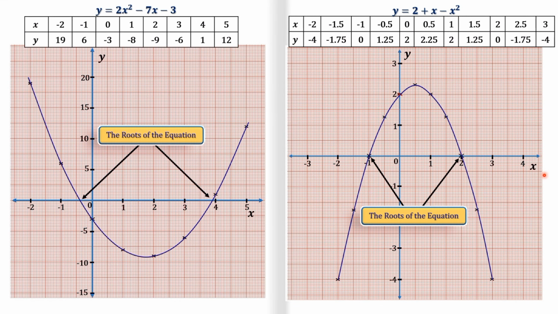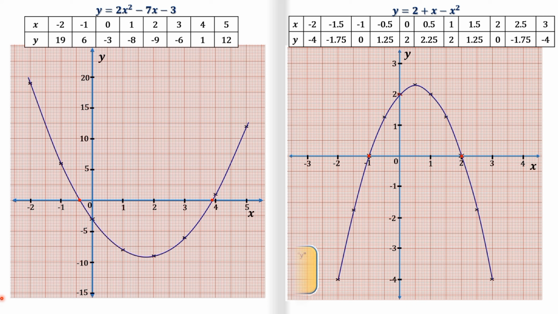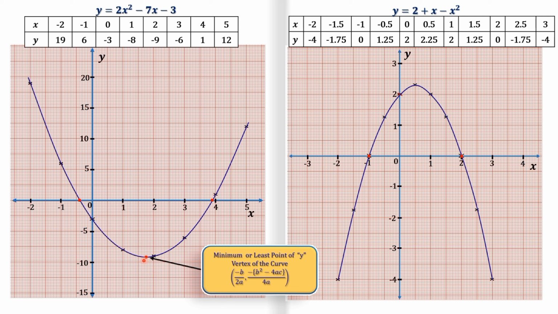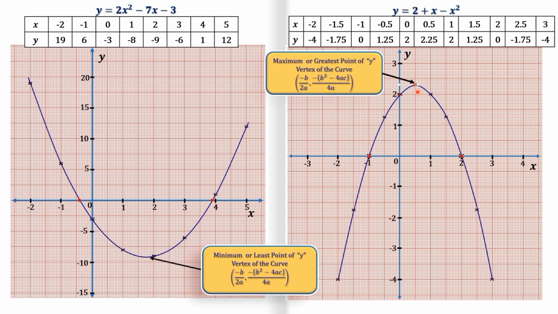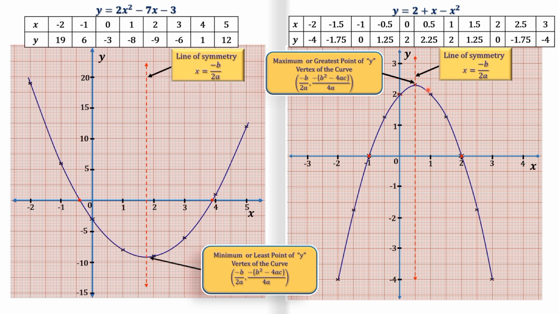Thank you. Now let's define important key features of the quadratic graph. First of all, where the curve cuts across the x-axis is known as the root of the equation, the points, as stated on your screen. Now the next is the lowest or the minimum value of y. You take the reading to the y-axis. And when we go to the right-hand side, where the orientation is downward, you see the maximum or the greatest value of y. That is also the vertex, and we have the line of symmetry drawn at the center where the vertex is.